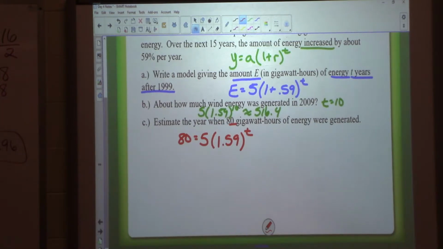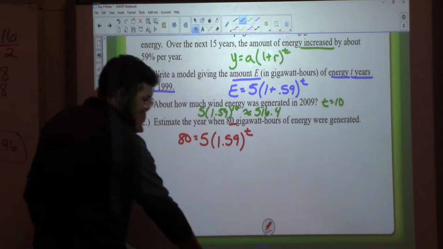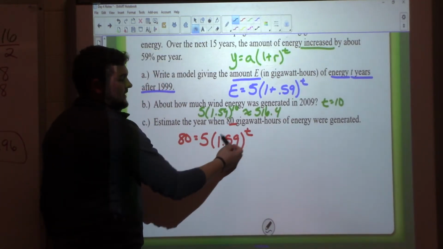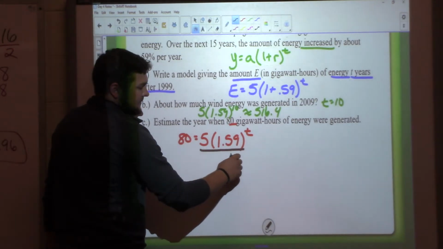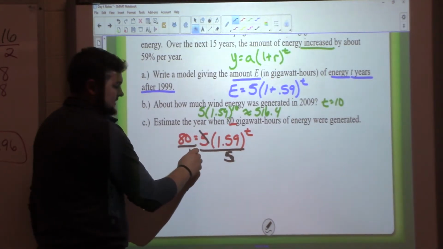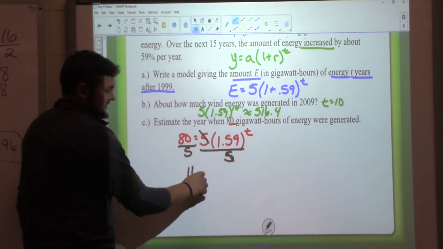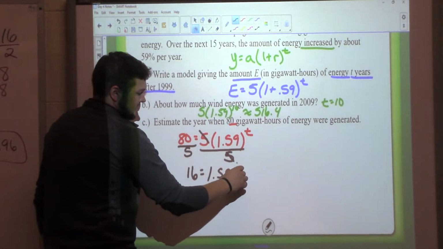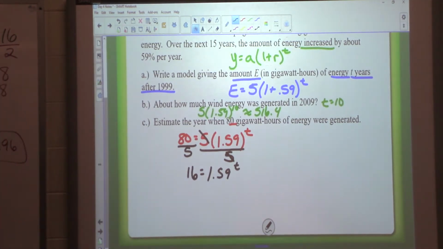Now, how do we solve that? I want to solve for t. There are 2 ways we can go about solving this. The first way I'll show you can do by hand. The second way I'll show you is in your calculator. Alright? So, if I want to do this by hand, I have an exponential piece here. I need to isolate that. So I'm going to divide by 5 on both sides to get rid of that. I get 16 equals 1.59 to the t power. My exponential is all by itself.